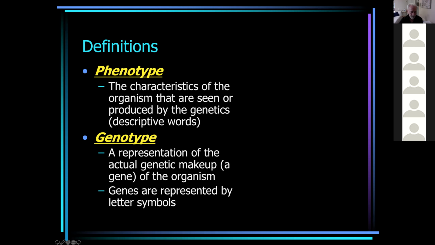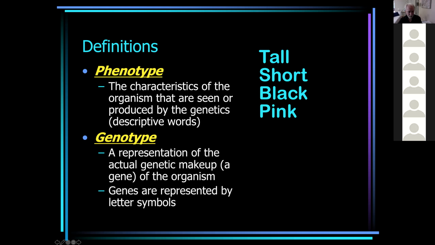Phenotype and genotype. Phenotype is what you see. So you can describe the phenotype in words: tall, short, black, pink. A genotype is a symbol. So it's a representation of the actual genetic makeup of an organism. And so you choose a symbol. In this case, we choose T to represent tall and make it a capital because it's dominant. And we choose a lowercase t to represent the alternative trait, which is short. And because short does not occur in the presence of tall, we call short a recessive.